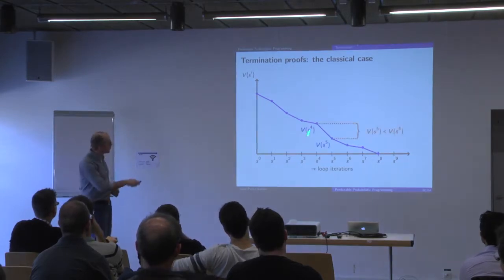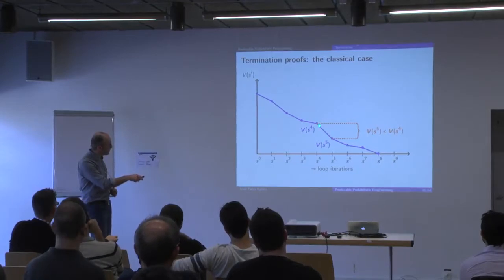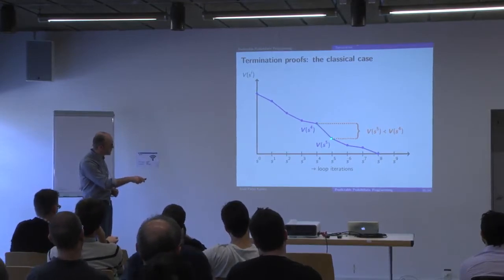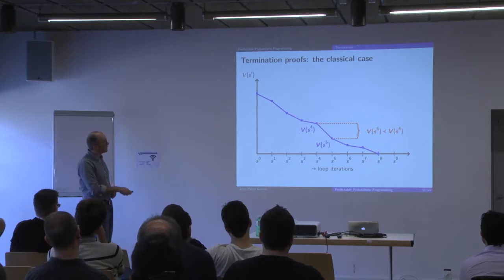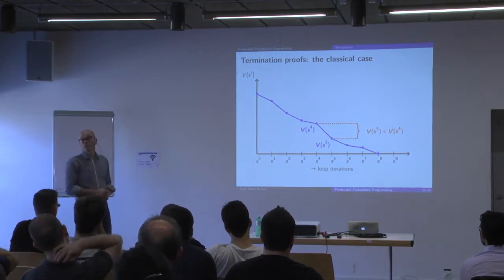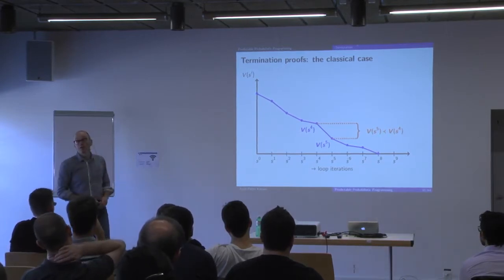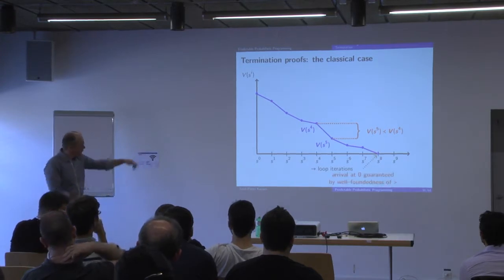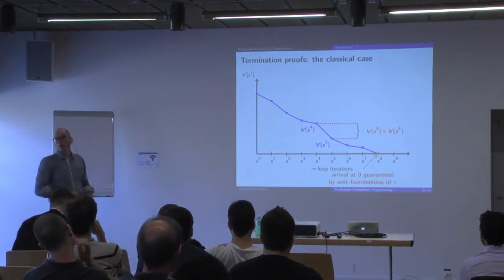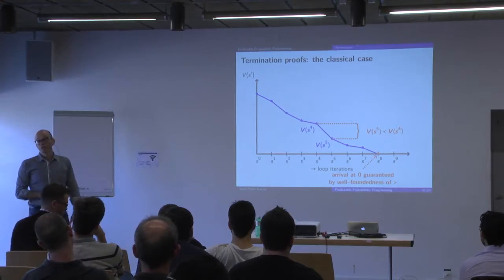And the important point, of course, is if I take two iterations, say this is the start of the fourth loop iteration and this is the start of the fifth, then what you would like to have is things like this. Well, this is a well-founded order. Arrival at 0 is guaranteed because the order is well-founded. This is the way you prove this.